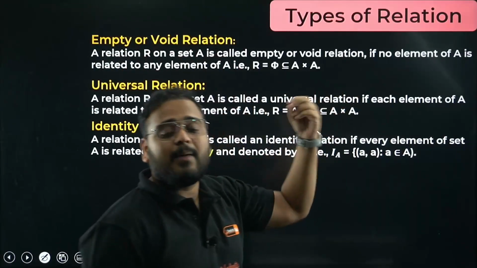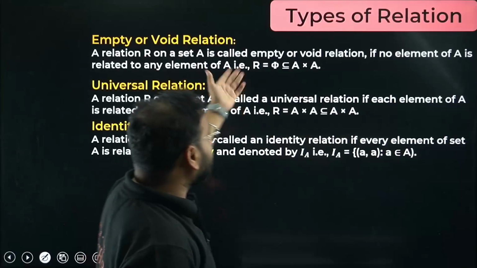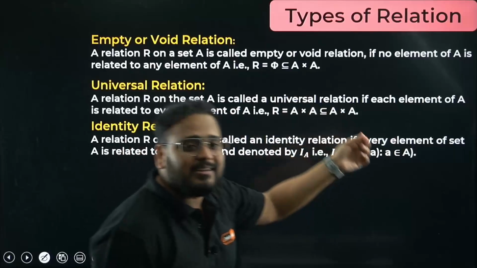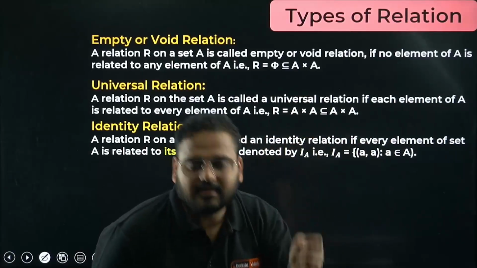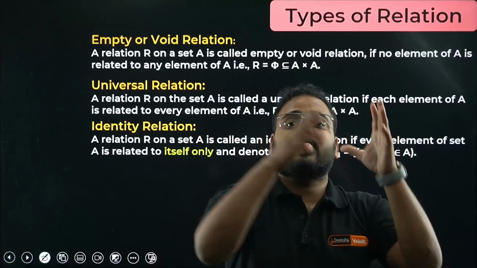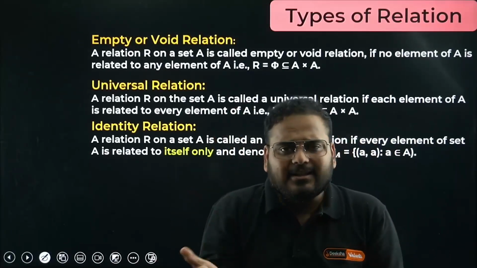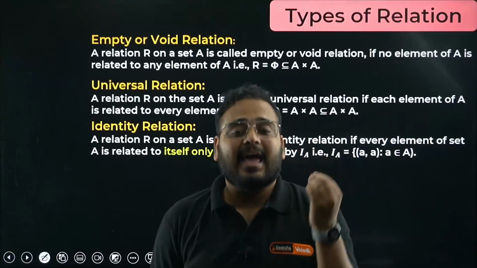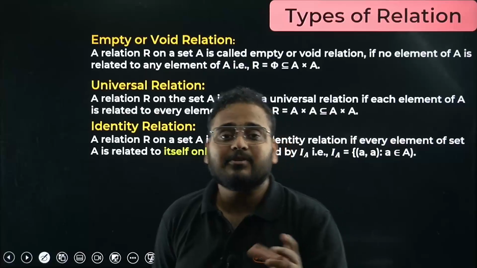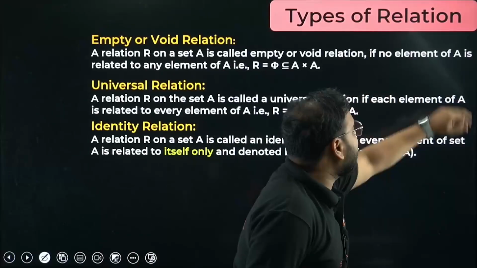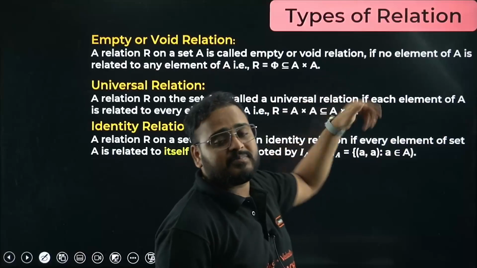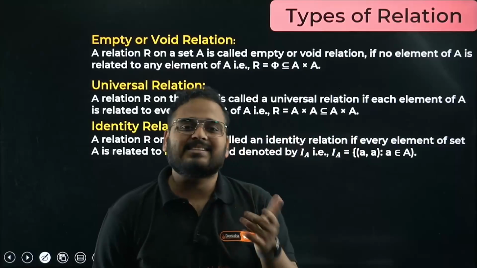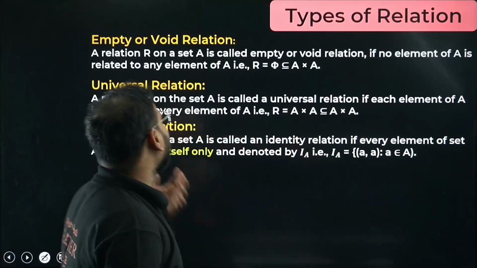Empty or void relations. A relation R on a set A is called empty if there is no element of A related to any element of A. Means, if I'm writing relation R on A, R is the relation name, and writing on A means from A to A. We can write it like that, no? A cross A, that's what we write. So if I am not able to identify any element which is related to any element of A, then we call the relation an empty or void relation. Means there will be no entries in that particular set.